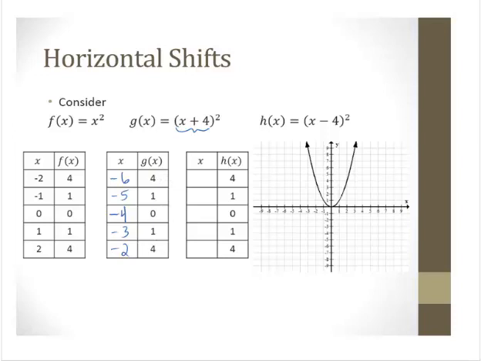All right, so now let's plot those points. -6, 4, -5, 1, -4, 0, -3, 1, and -2, 4. That still looks like a parabola.